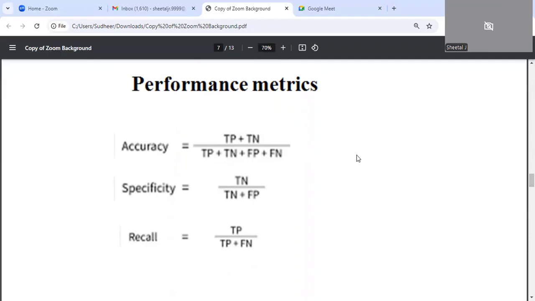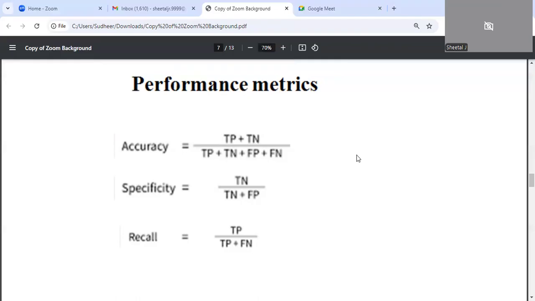So accuracy is measured as TP plus TN divided by TP plus TN plus FP plus FN. Wherein TP indicates true positive, TN indicates true negative. True positive means the lesion is correctly identified as lesion. True negative means non-lesion is correctly identified as non-lesion. Then again we have false positive and false negative. False positive means non-lesion is incorrectly identified as lesion. False negative means lesion is incorrectly identified as non-lesion. So using all these four terms, we are going to measure the accuracy, sensitivity, and specificity.